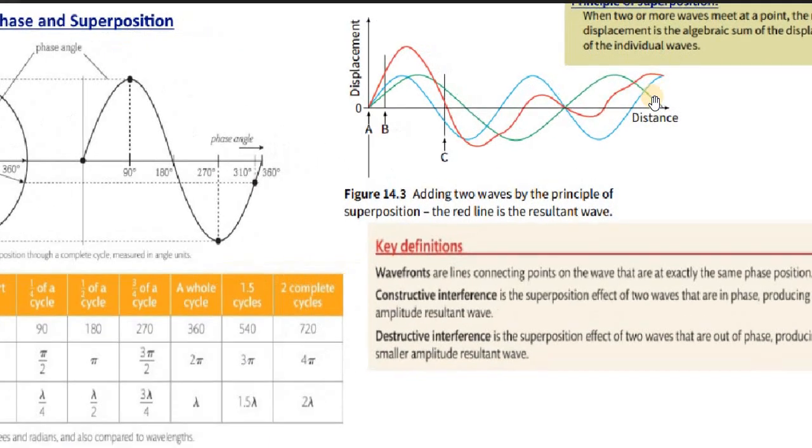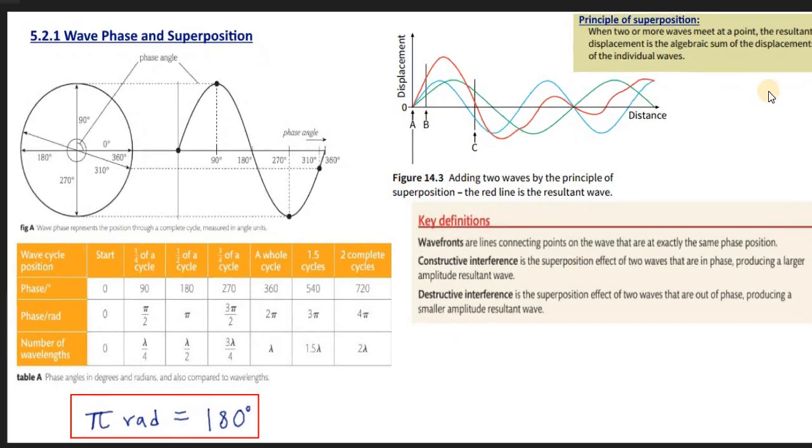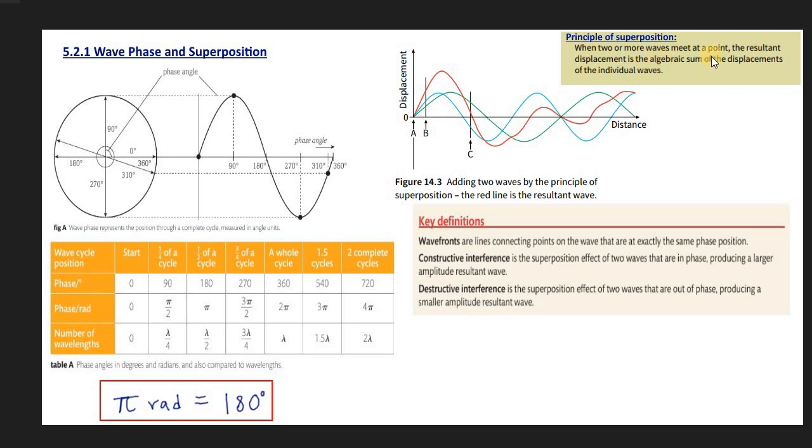And then we saw the principle of superposition. When two or more waves meet at a point, the resultant displacement is the algebraic sum of the displacements of the individual waves. So we have the green wave and the blue wave. When they interfere, the resultant wave is the red. Adding two waves by the principle of superposition, the red line is the resultant wave.